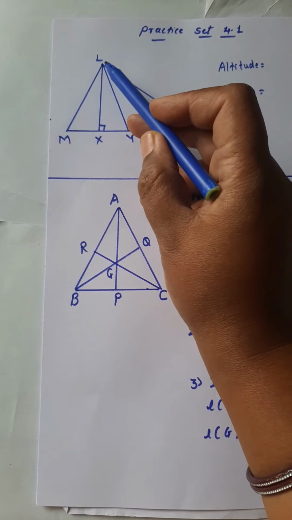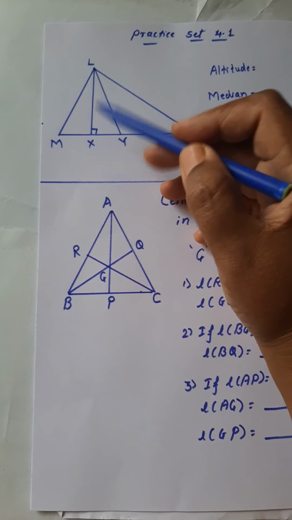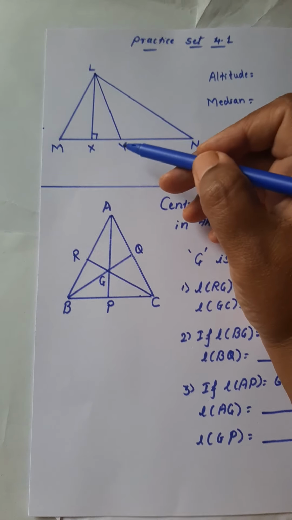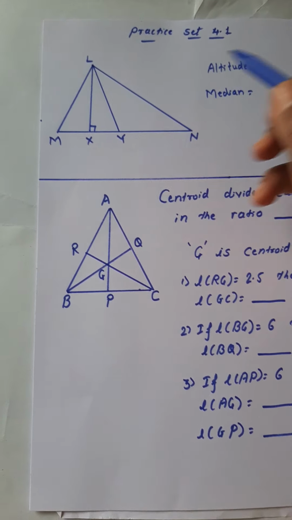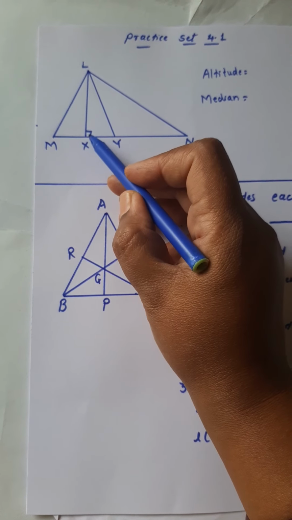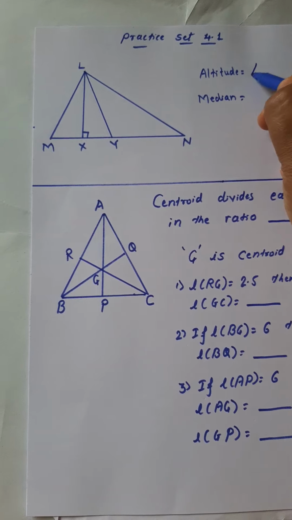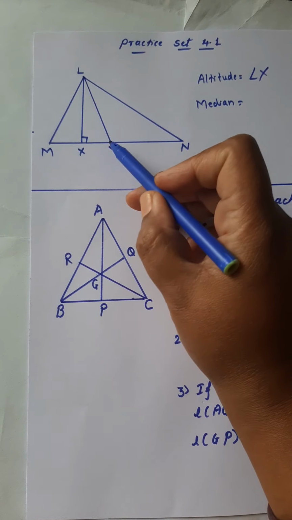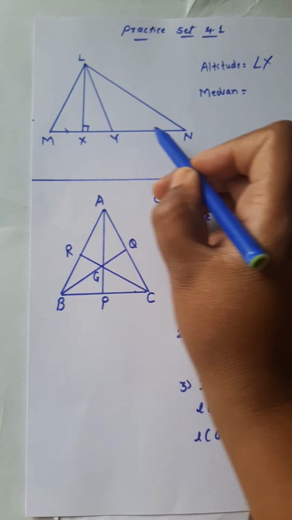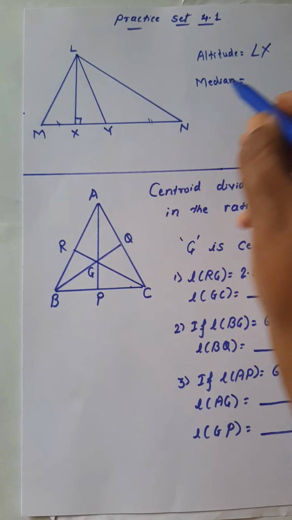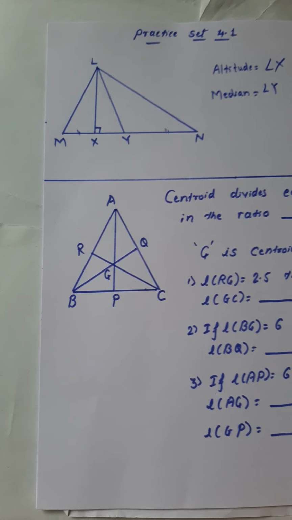Exercise 4.1. I have taken the triangle LMN, with LX and LY. We have to identify which is the altitude and which is the median. Altitude means what? Which creates the 90-degree angle. So LX is an altitude. Median means what? Which divides the segment into half, that is LY is a median.